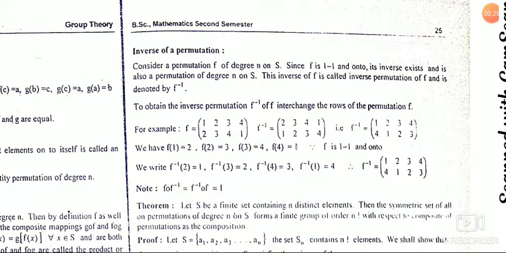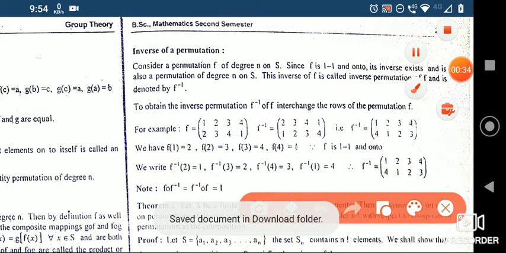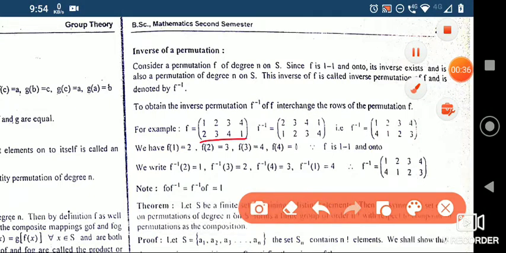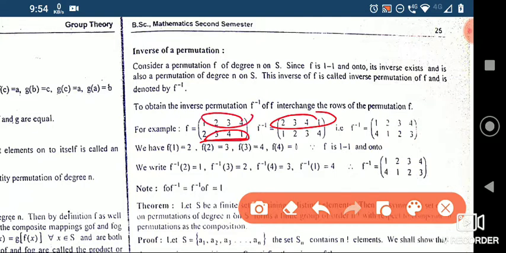So how do we get f inverse? That is what is needed here. If f is 1 to 2, 2 to 3, 3 to 4, 4 to 1, then f inverse is obtained by just reversing the rows. Write the second row first and the first row second. That is the f inverse.